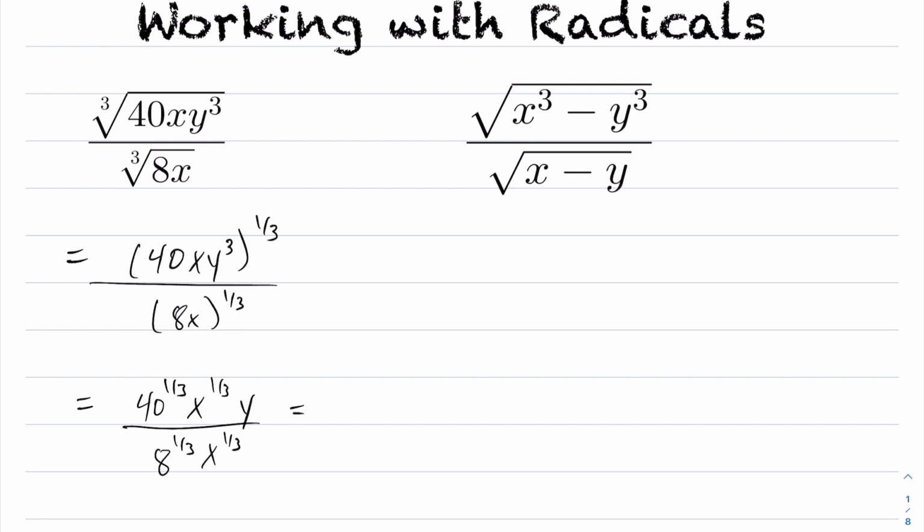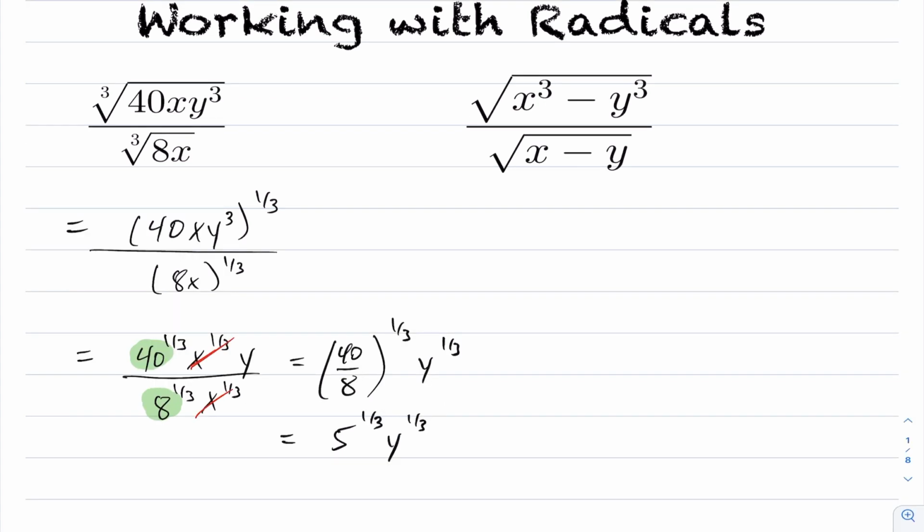Now we want to go ahead and simplify a bit. You'll notice that we have 40 to the power of a third and 8 to the power of a third. We can put that together and express that as 40 over 8 to the power of a third. And the x to the power of a third completely cancel, leaving us with y to the power of a third. And you'll see here 40 over 8 is 5, so I can write that as 5 to the third times y to the third, which again, we can put back together as 5y to the power of a third. So our answer is the third root of 5y.